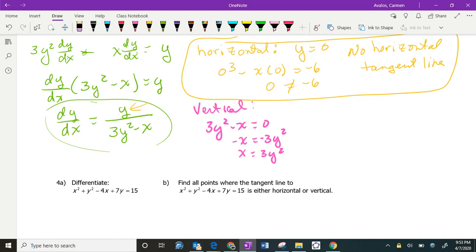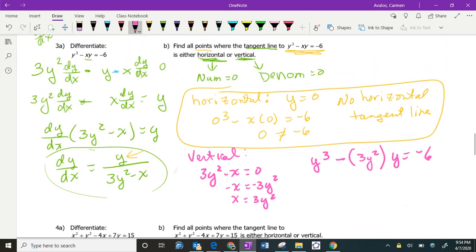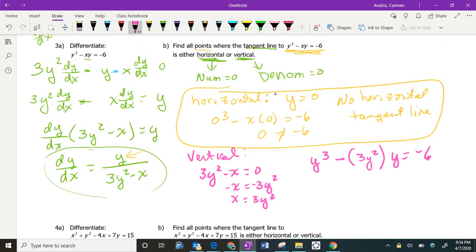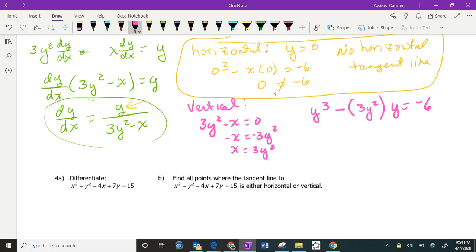So we're going to go back to the original function, and we're going to put that back in there. So we're going to go back to the original function, which is going to give us y cubed minus, and instead of the x, I'm going to replace it with 3y squared, and then y is equal to negative 6. It's almost like, remember when you guys did the system of equations? I've got 2 equations and I have 2 unknowns and I need to get 1. So I need to find out what one value equals, whether it's the x or the y, and then I could substitute it back into the other equation or the same equation and get the actual value back. So here I know what x equals. I go back to the original function, I replace the x, and now if you notice, they're all in terms of y. So now I just have to solve for y.